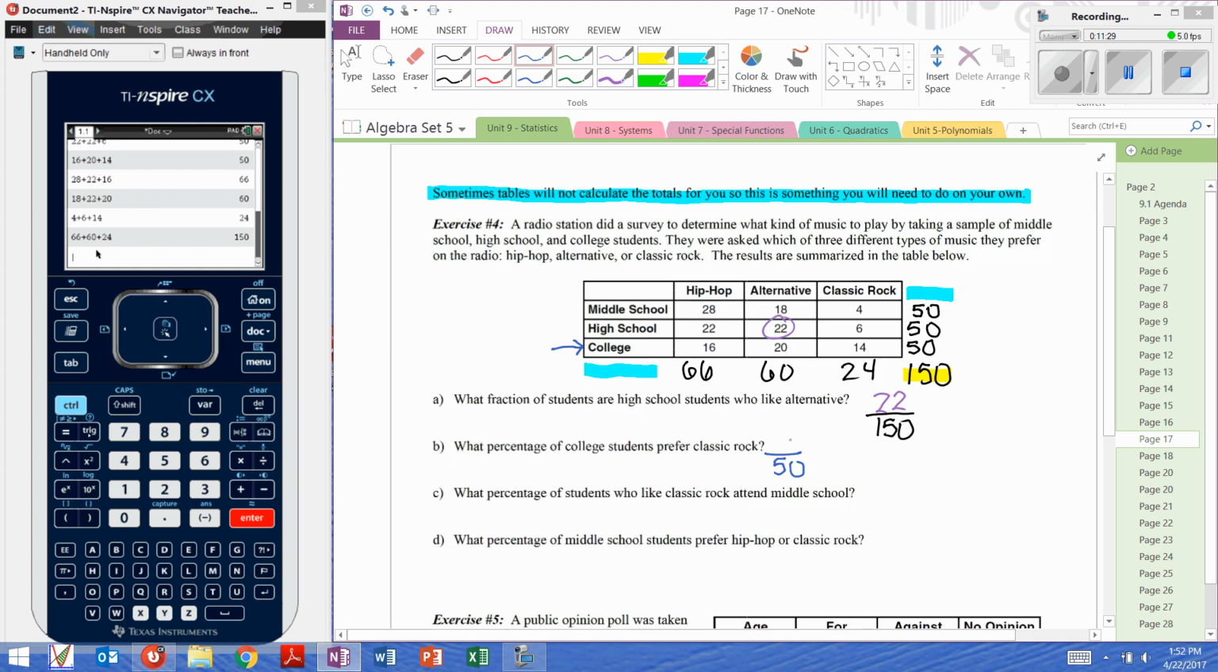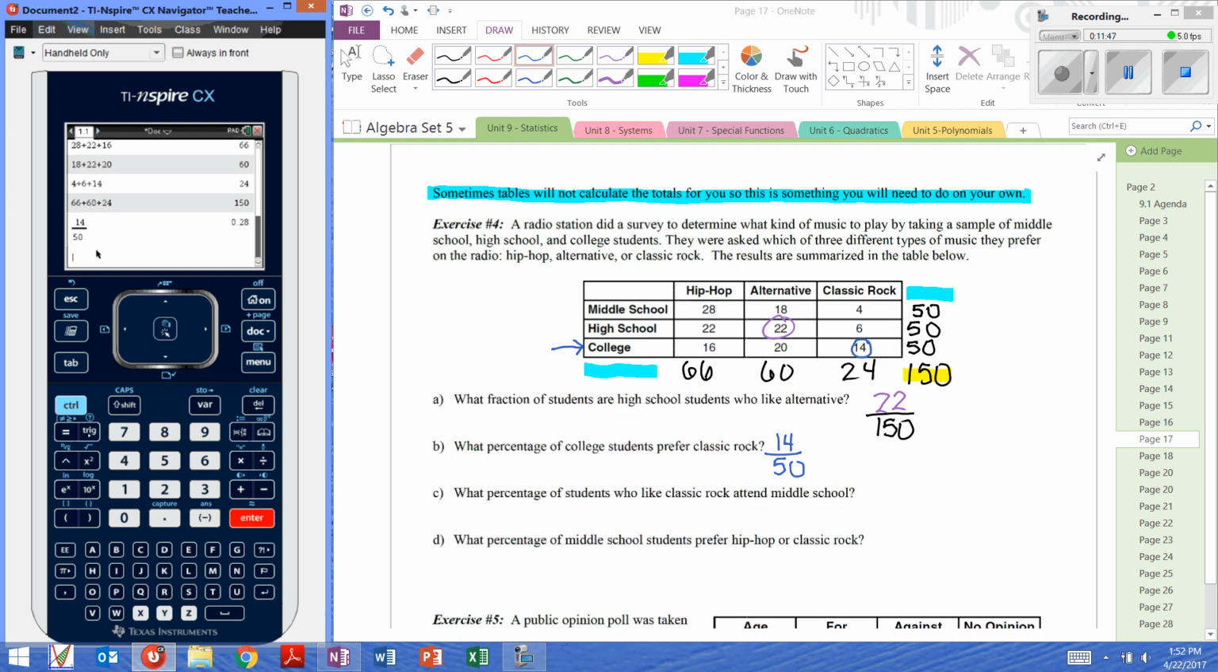And how many of those kids like classic rock? And that would be 14 of them. And here it says what percentage. So it looks like we need to do some converting. So 14 divided by 50. I'm going to put a decimal point at the end to force my calculator to give me a decimal. And that is 28%, right on the nose.